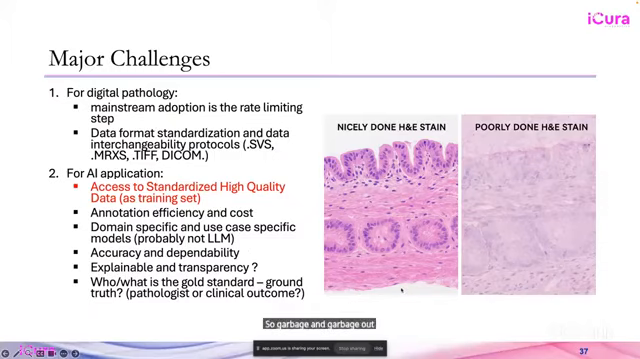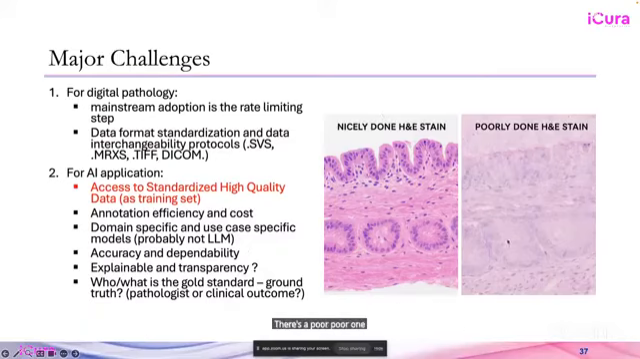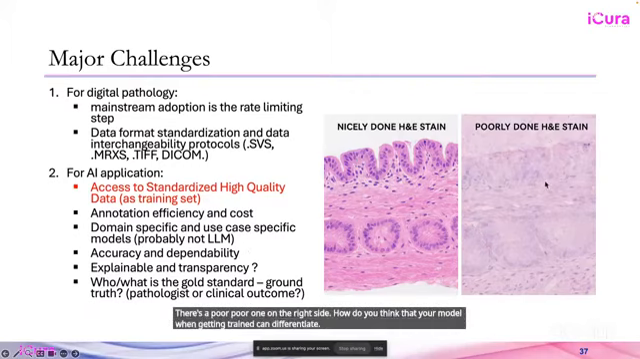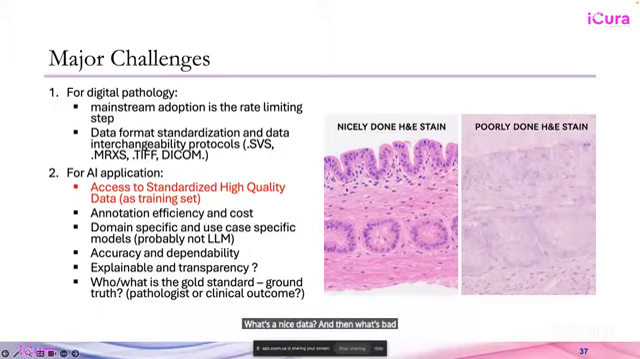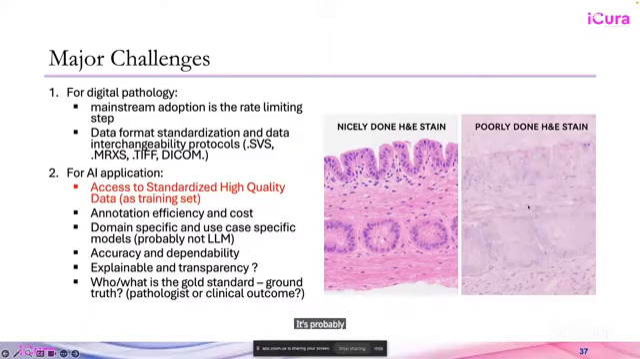We all know that. So this is a nicely done H&E stain on the left side, and it's a poor one on the right side. How do you think your model, when getting trained, can differentiate what's nice data and what's bad data, and pick up only the nice data and learn on it, and disregard the bad data? It's probably not going to be that easy to achieve, right?